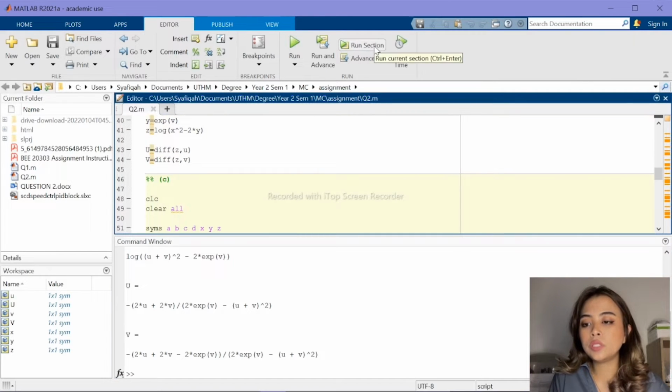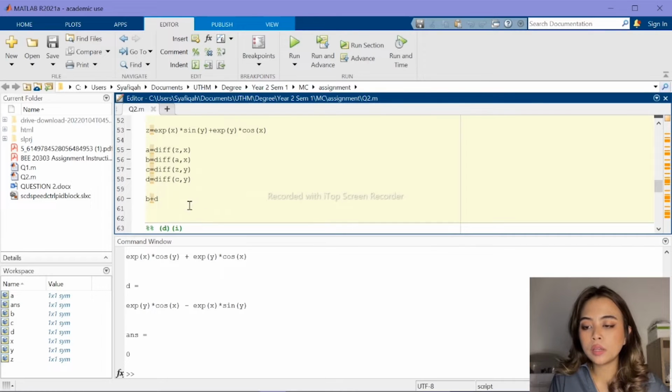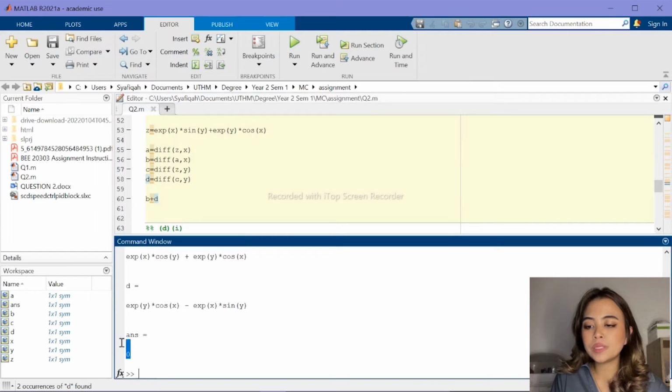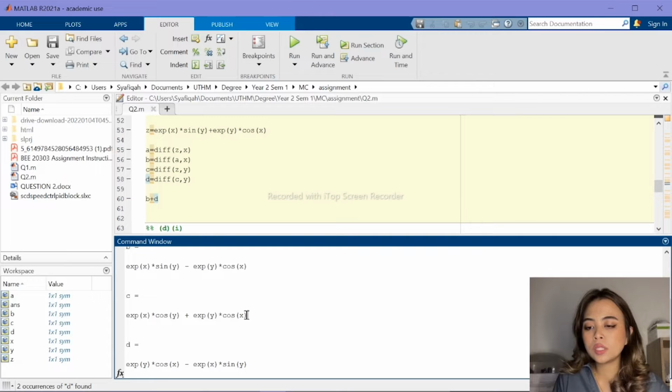For question 2C, we'll get this. So B plus D, this is the answer, 0. Meanwhile, the answer for A is this one, the answer for B is this one, C, and D.